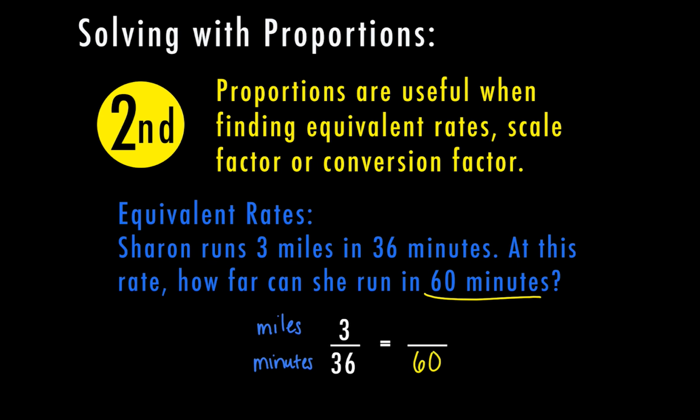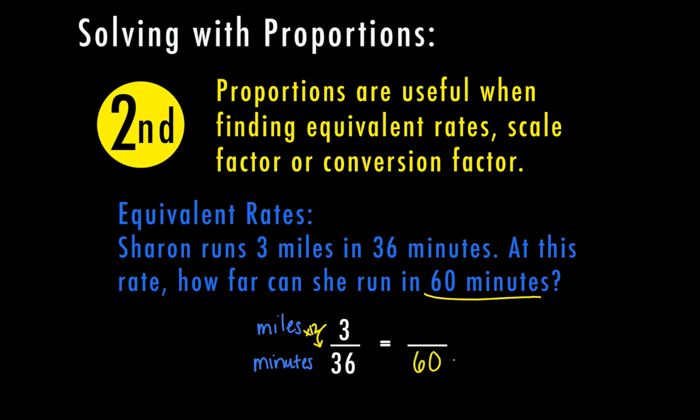There's several ways you can solve a proportion, just like when you're finding equivalent fractions. Whenever I'm trying to decide, I can either figure out how many times 36 goes into 60, but I know 36 doesn't go into 60 evenly. Or I can figure out how many times 3 goes into 36, and I do know that goes in evenly, so that might be a good place to start. So I know that 3 goes into 36 by multiplying times 12.